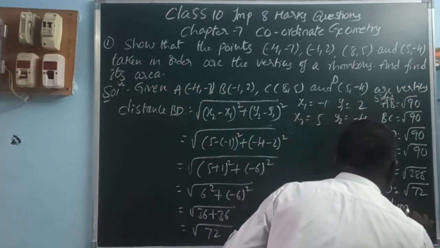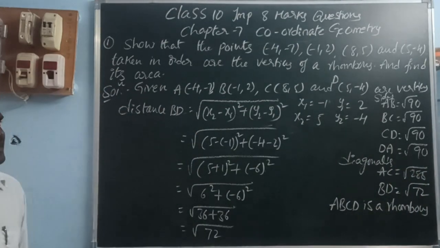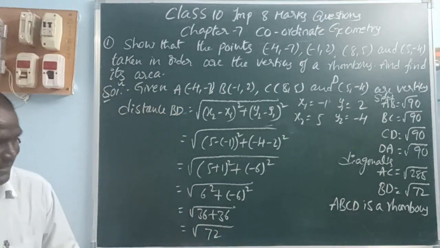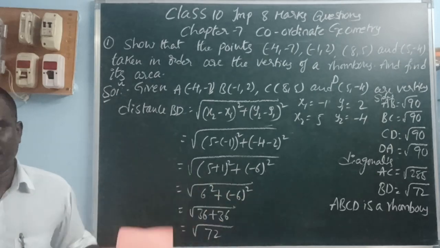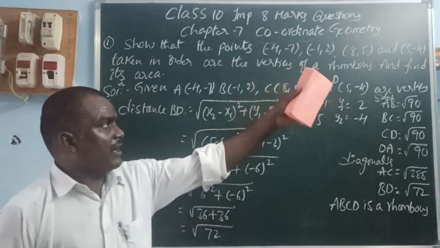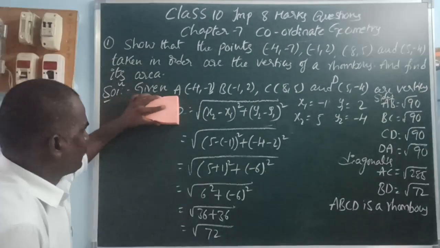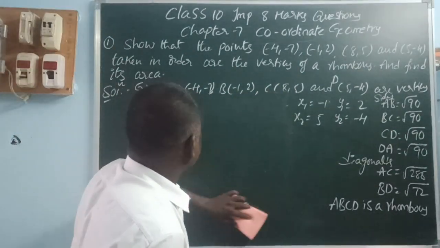Therefore, hence proved. What is it asking? That the points are vertices of a rhombus. Yes, these points show a rhombus. How? Adjacent sides are equal and diagonals are not equal. Next, what is it asking? Also find the area. So the area of a rhombus formula is what? Half into d1 into d2.